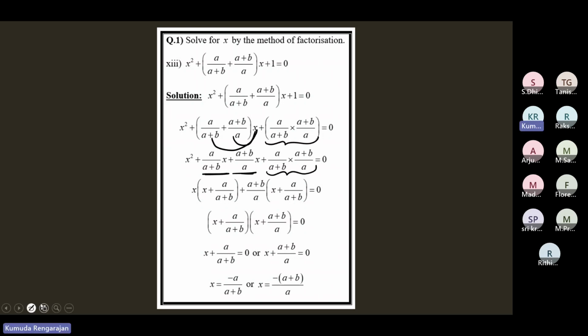So now in this equation, you have one x squared term, 2 x terms, and a constant. Group the first 2 terms and the last 2 terms. Between the first 2 terms, x is common. Then you know what to write inside the bracket. And between the last 2 terms, a plus b by a is common. Then you get this in the bracket. After that, equating each of the factors to 0, you can find the values of x.